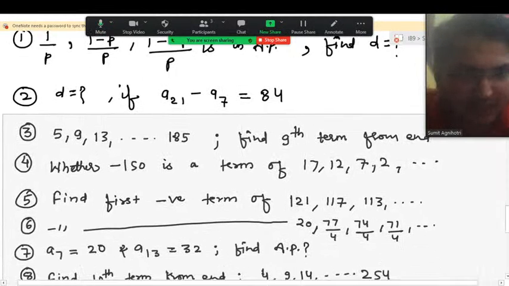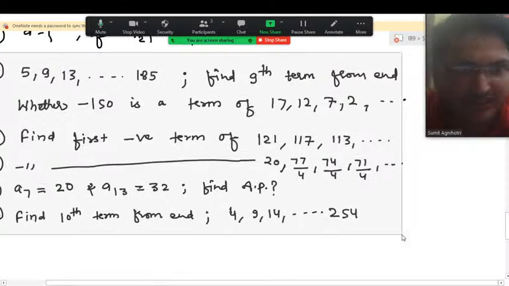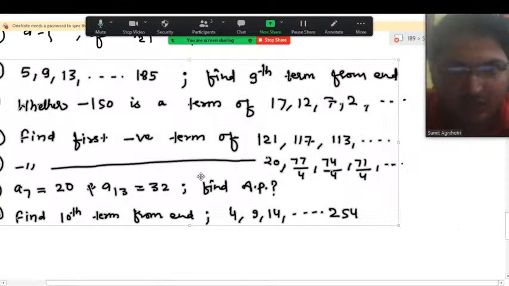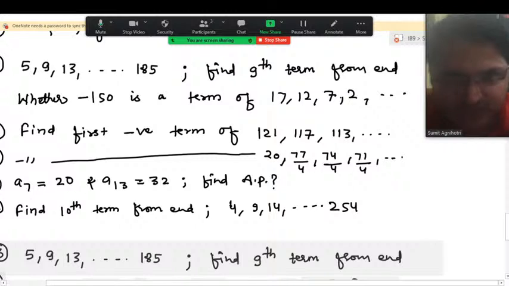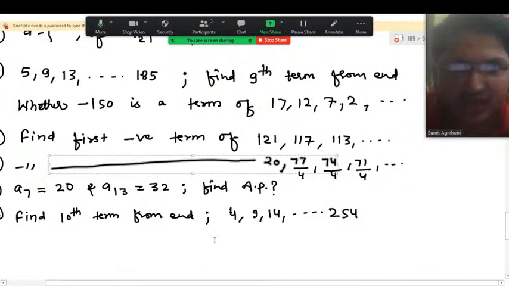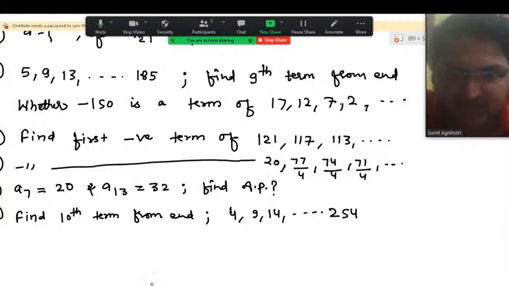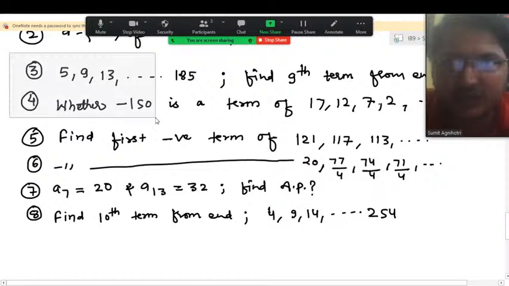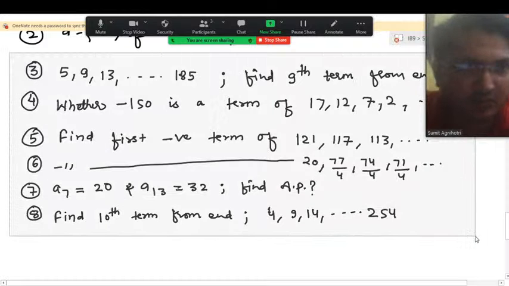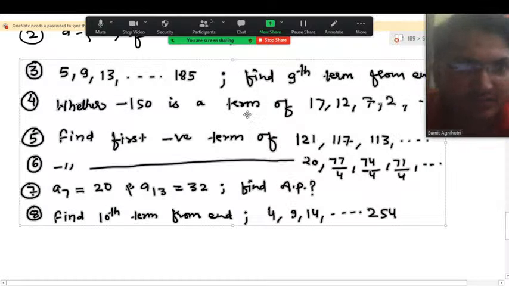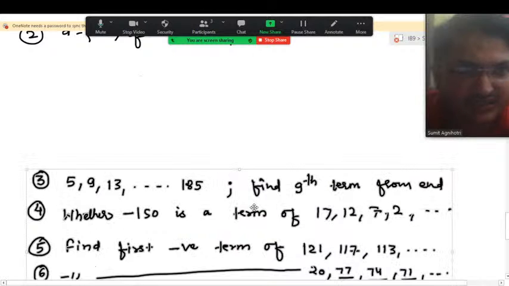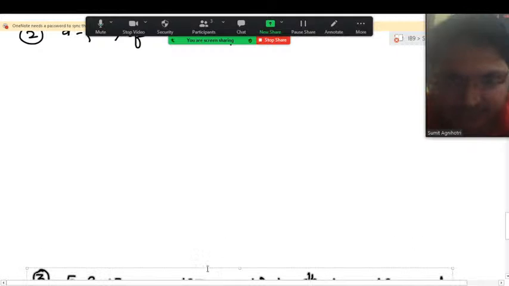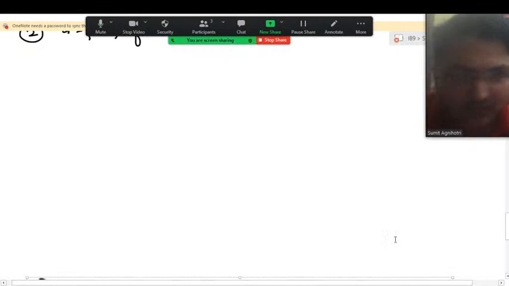I have briefly helped you to recall all those concepts needed to solve questions based on AP, and now it's your turn to solve questions of your homework. And here you have questions from your homework. We will first solve the initial 2 questions, and then we will figure out all other questions as well. You please observe the first question here.